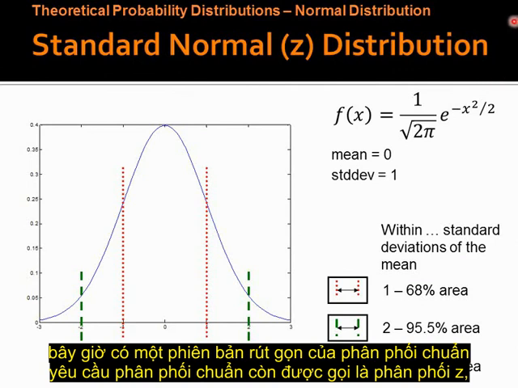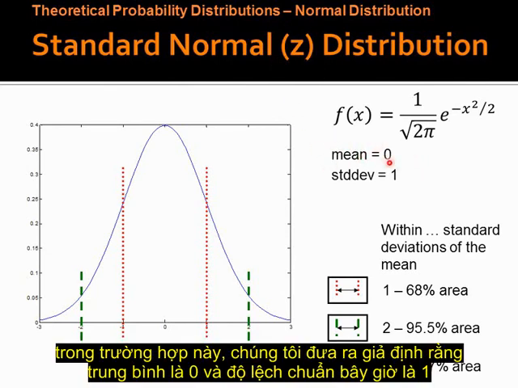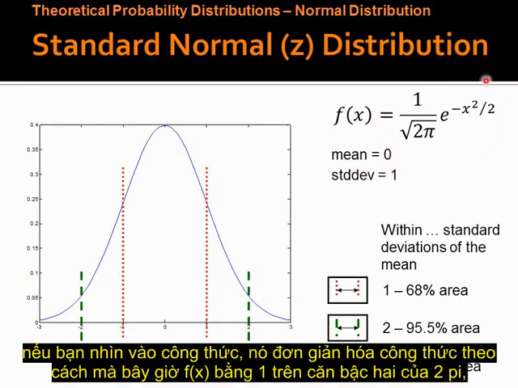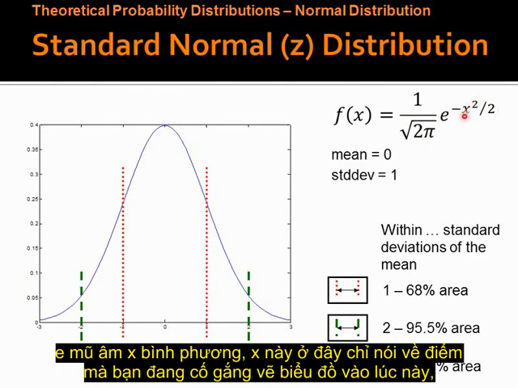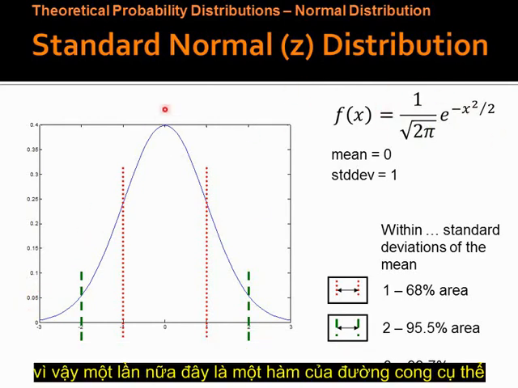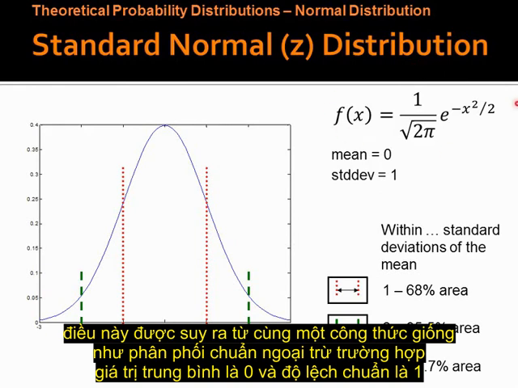Now there's a shortcut version of the normal distribution. We call it the standard normal distribution, also known as the Z distribution. In this case, we make the assumption that the mean is 0 and the standard deviation is 1. If you look at the formula, it simplifies such that f(x) equals 1 over square root of 2 pi times the exponential of negative x squared over 2. This x here just tells you which point you are trying to plot at the moment. So again, this is the function of this particular curve. It is derived from the exact same formula as the normal distribution, except where the mean is 0 and the standard deviation is 1.